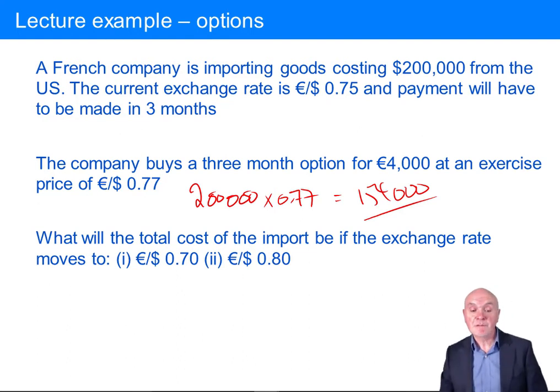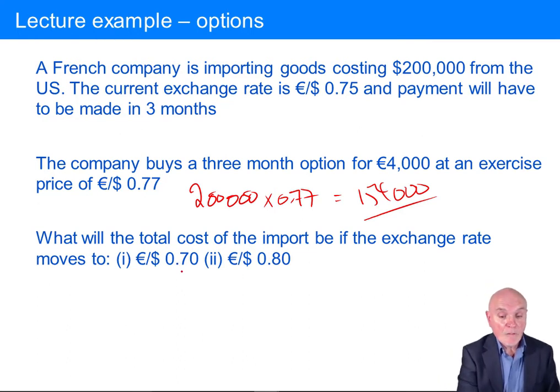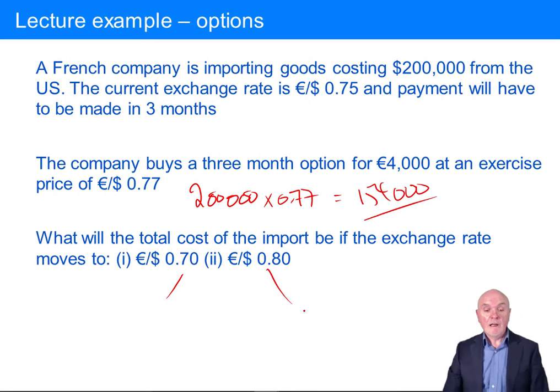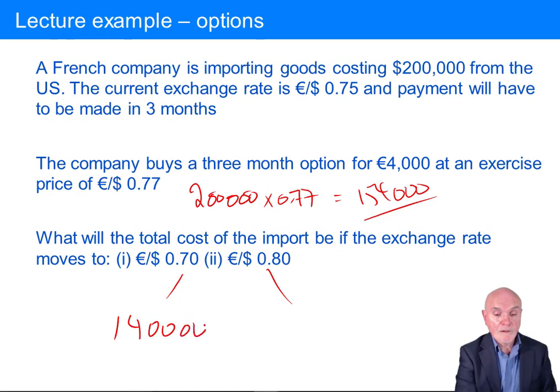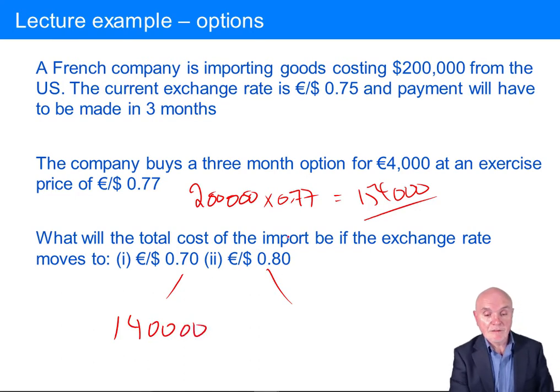We can always exercise the option and do that. What's going to happen in here? Well, it's going to be 200,000 times 0.70, that would be 140,000. Or it is 200,000 times 0.80. Here we're getting more euros, if you like, per your dollar, 160,000.